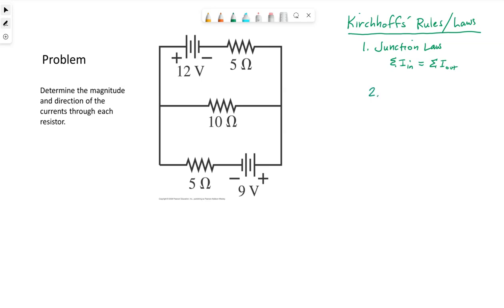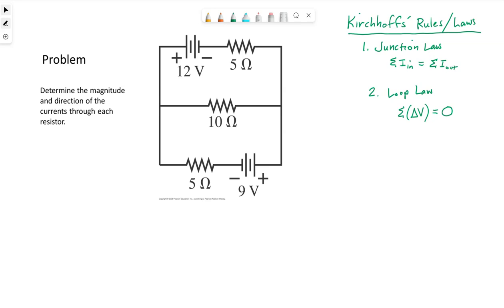The second law is the loop law. And that's where we're looking at potential differences. If we add up all of the delta V's of every single element as we pass and travel a loop, then if we get back to where we started, they need to add up to be 0.